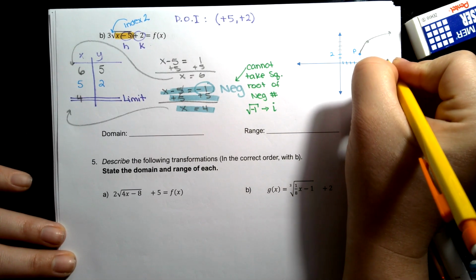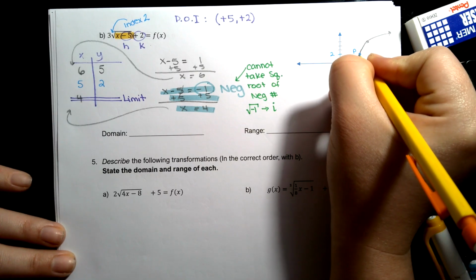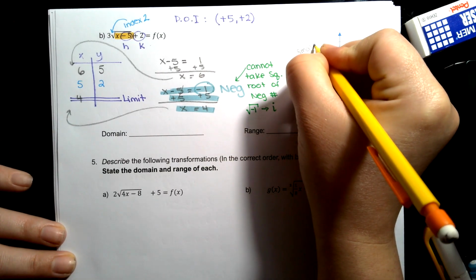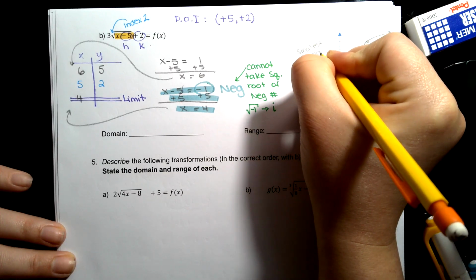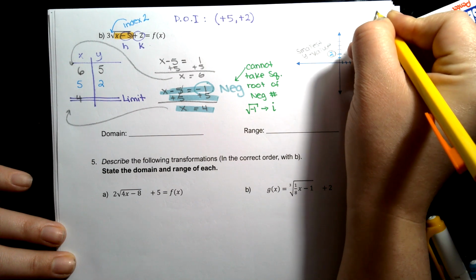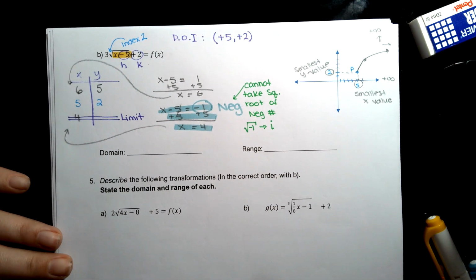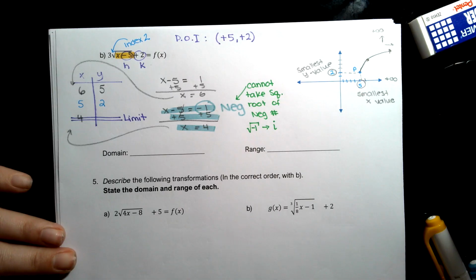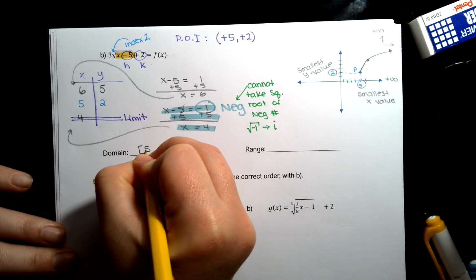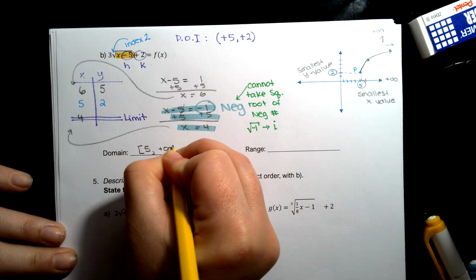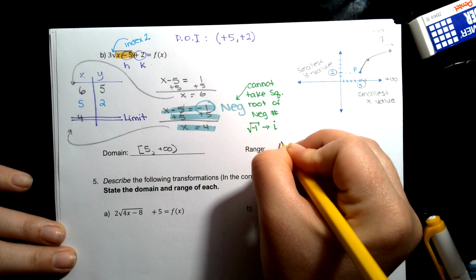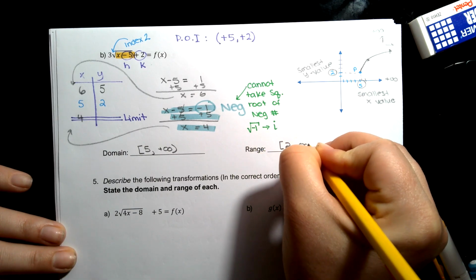As we go off to the right, we're going off to positive infinity. And then here, we have the smallest y value. Again, arrows are two-dimensional, as we go up to positive infinity. So for your domain, it is including 5. You always want the smallest first. And we're going off to positive infinity with parentheses. And for our range, the smallest y value was 2. And we're going off to positive infinity.